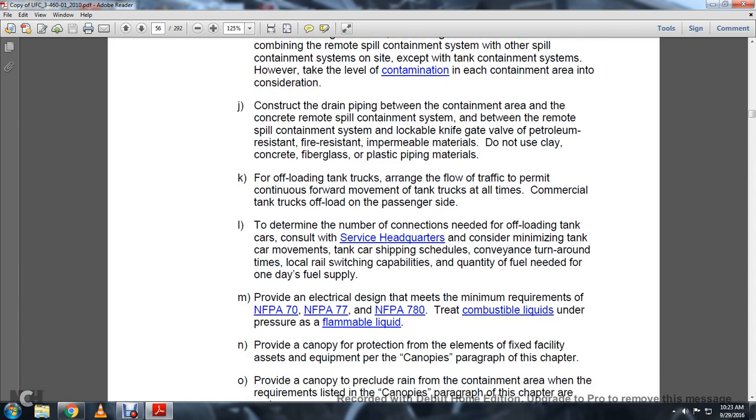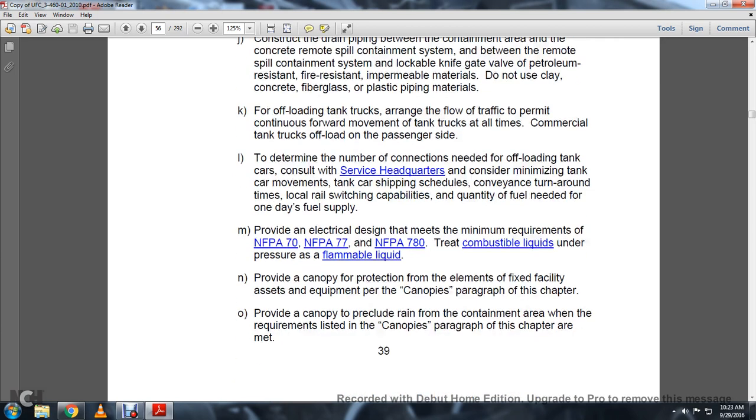For unloading tanker trucks, arrange the flow of traffic to permit continuous forward movement of the tanker trucks at all times. Provide the loading of tanker trucks on the passenger side. To determine the number of connections needed for the offloading tank, consult with the service headquarters. Consider minimized tank car movements, tanker car shipping schedules, convenience, turnaround times, and local rail switching capabilities, as well as the quantity of fuel needed for one day's fuel supply.